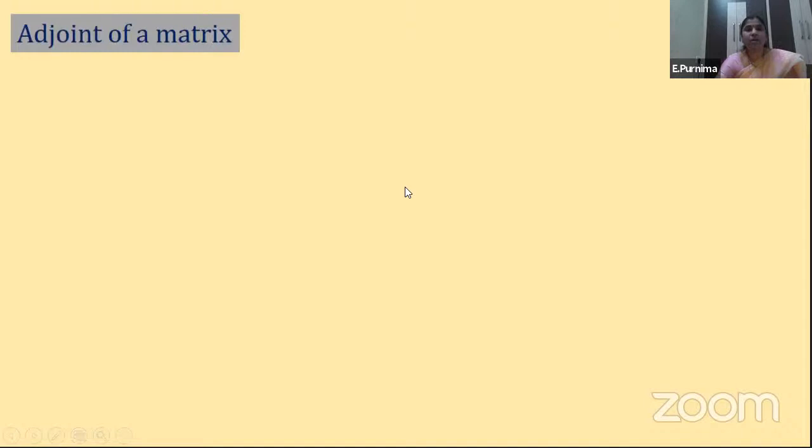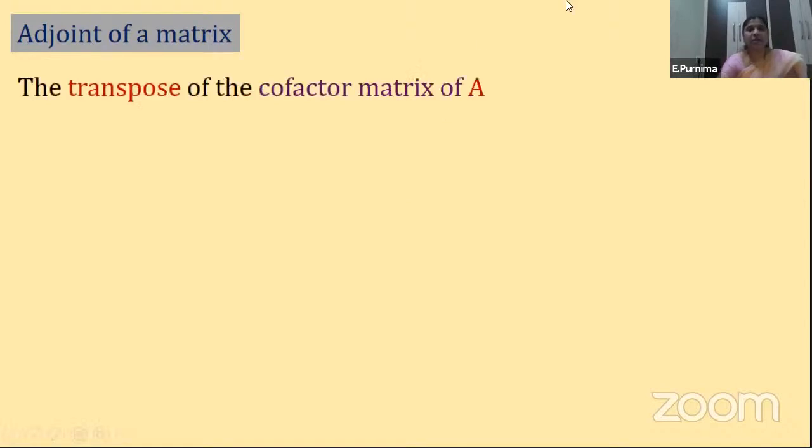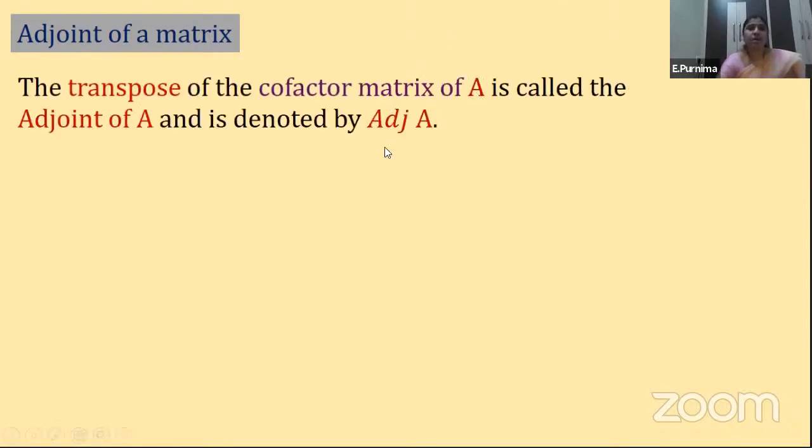Now one important point here, children: the adjoint of a matrix. What is the meaning of the adjoint of a matrix? These are the most important terms, children, which you need to learn to do further sums in matrices. What is the adjoint? The transpose of the cofactor matrix of A is called the adjoint of A and is denoted by adj A. Write it as adj A.